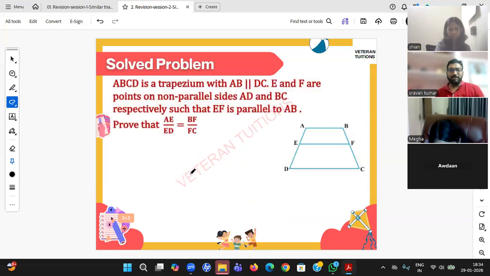So there are some problems where you need to use this BPT to prove something. You see what he has given: ABCD is a trapezium with AB parallel to CD. You all know in a trapezium, the bases are definitely parallel. E and F are points on the non-parallel sides. You see AD and BC are non-parallel sides. Now what I need to do? I need to prove this equation.